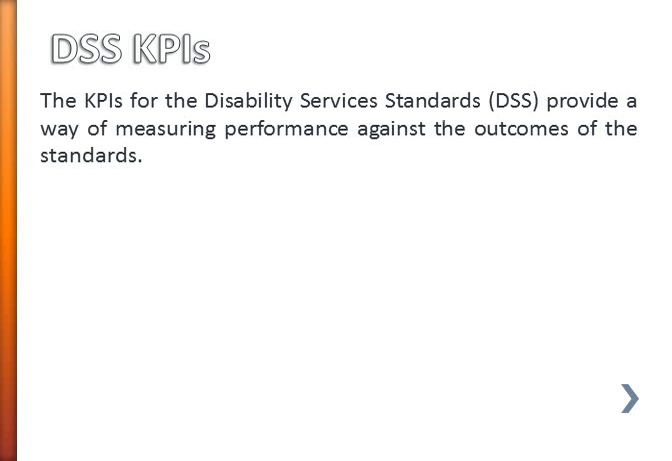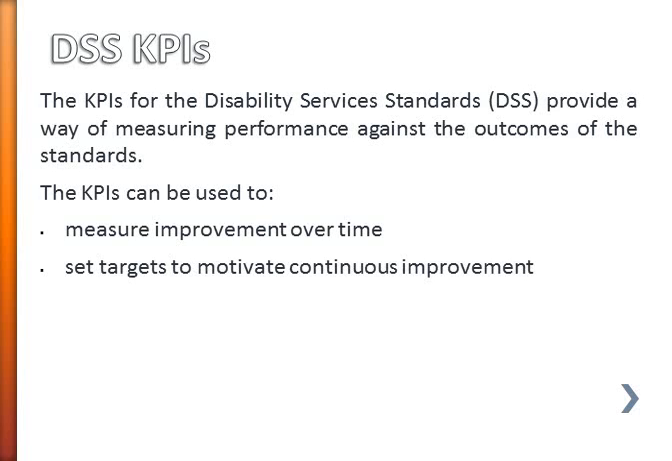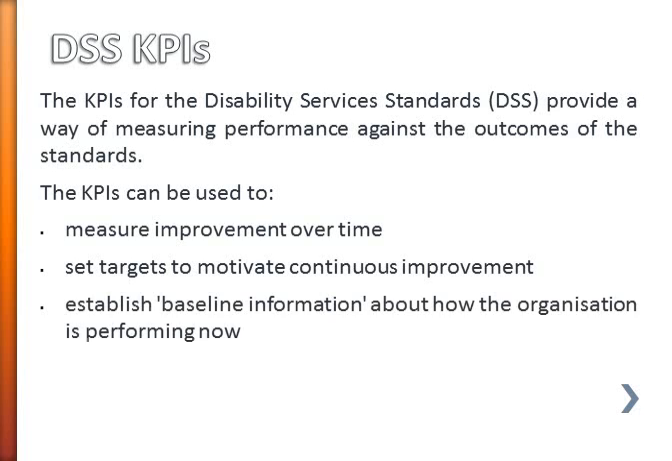We're going to have a look now at some of those indicators in a bit more detail, starting with the Disability Services Standards KPIs. These KPIs provide a way of measuring your performance against the outcomes of the standards. So they're directly linked to the standards. They can be used to measure improvement over time, so from one period to another. They can also be used to set targets to link your continuous improvement to.